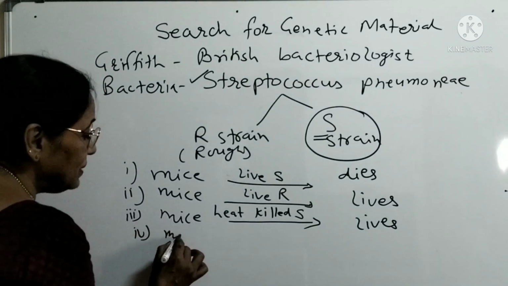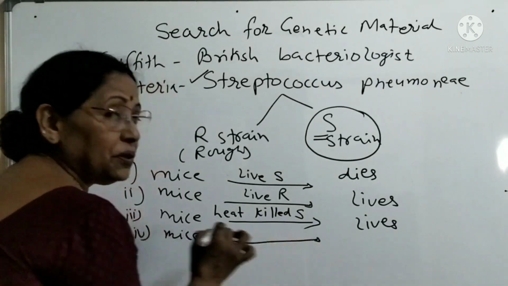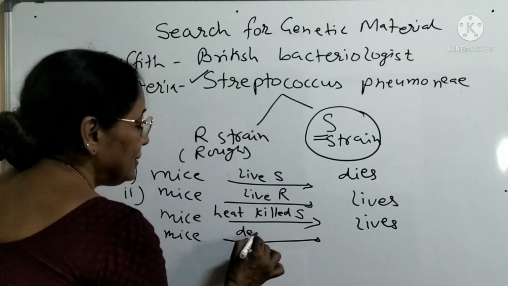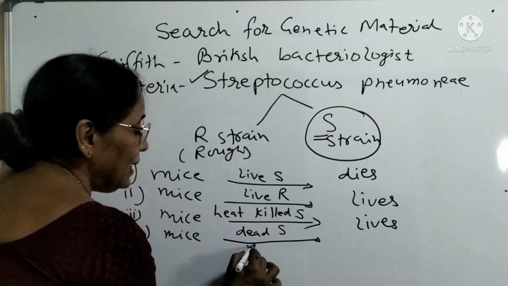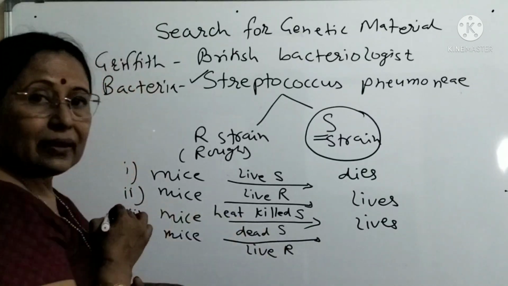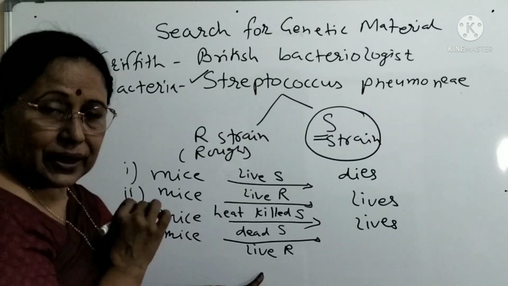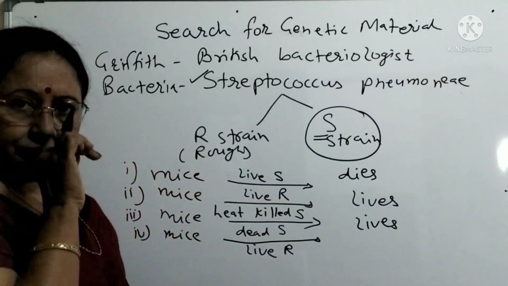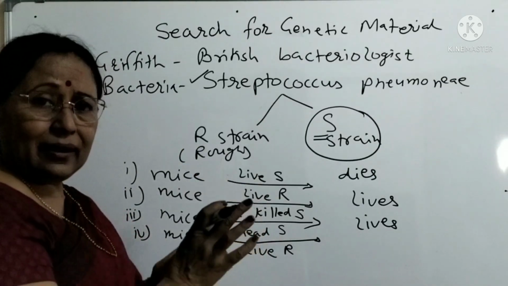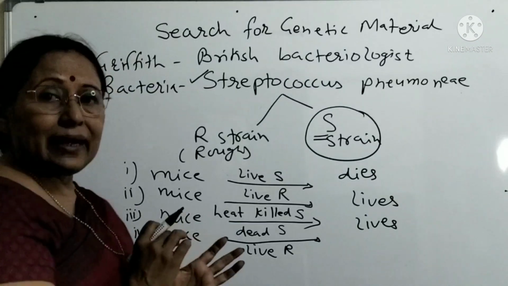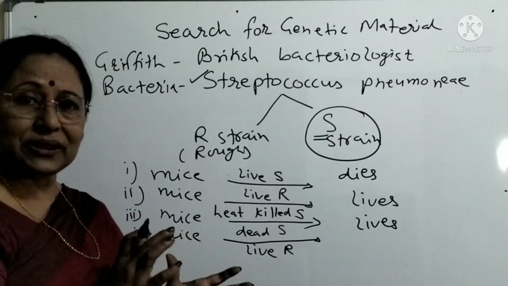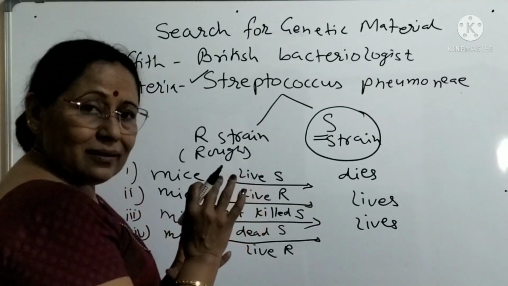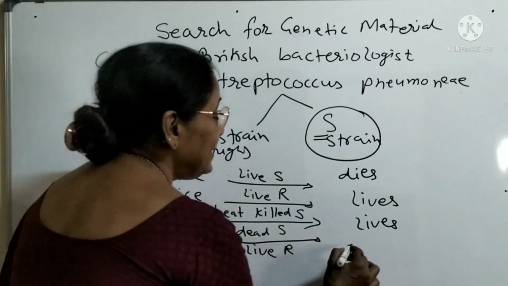What was it? Now the mice were injected with a combination of two strains which cannot cause the disease, that means the dead S and the live R. The live R is alive but it cannot cause disease. The S can cause disease but it itself is dead. So the expectation is that the mice have to survive. But to his surprise, he finds that the mice now have pneumonia and die.